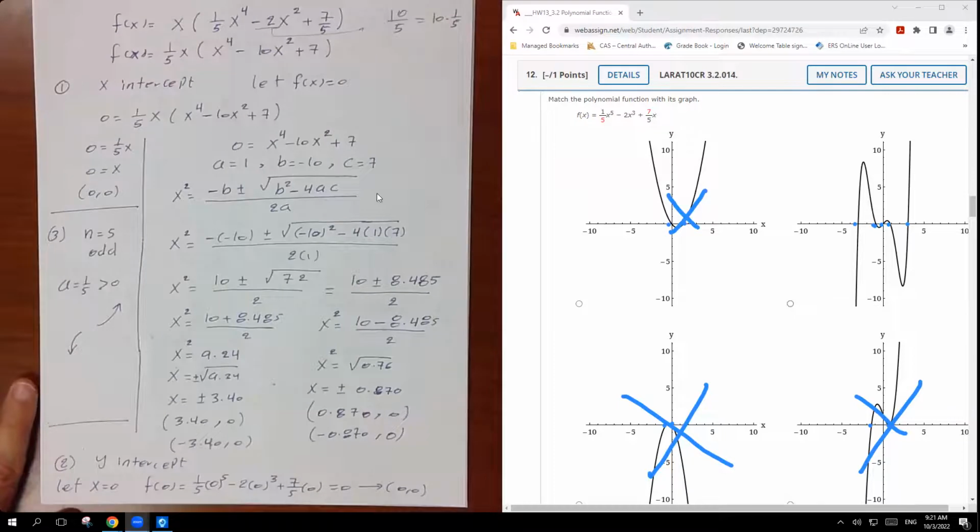So this is the last step. n is 5, which is an odd number. a is 1/5, which is greater than 0. So this side is up and this side is down, which is exactly like what we have on the graph. This side is up and this side is down. So that's it for this example.